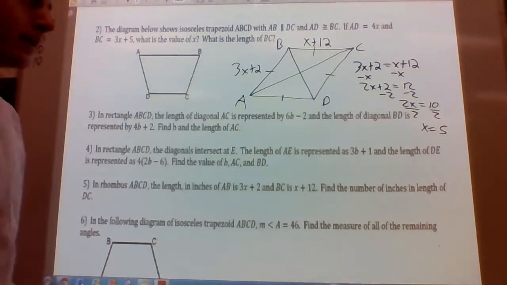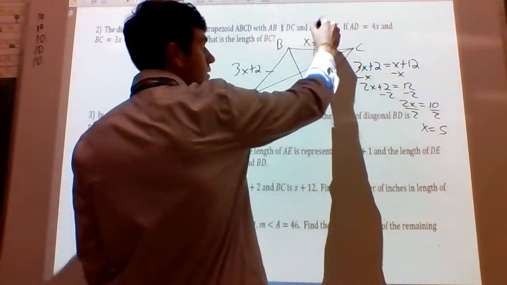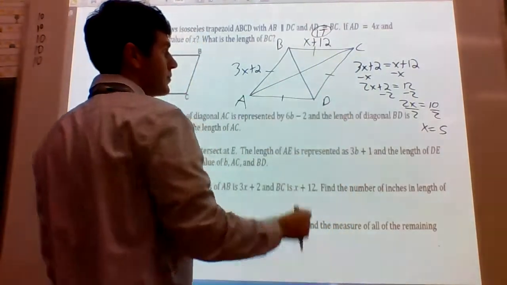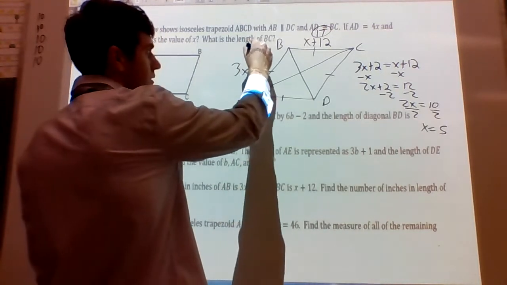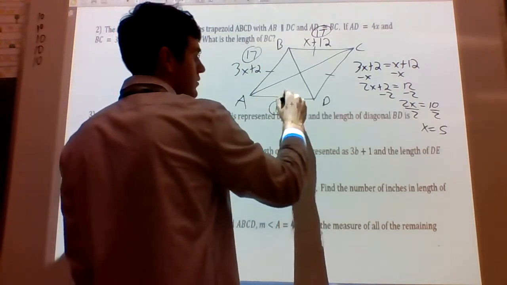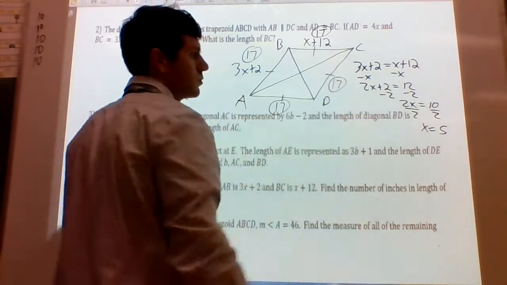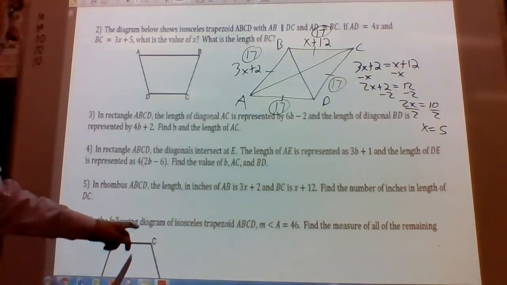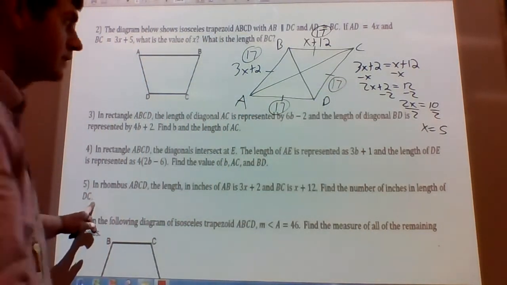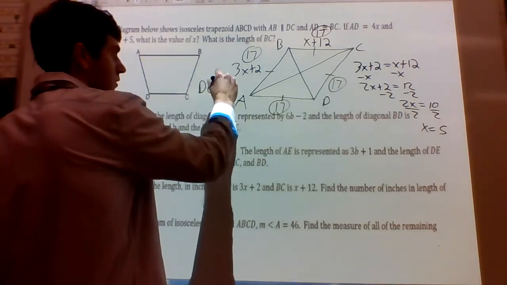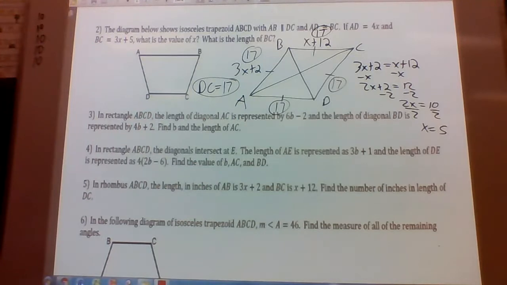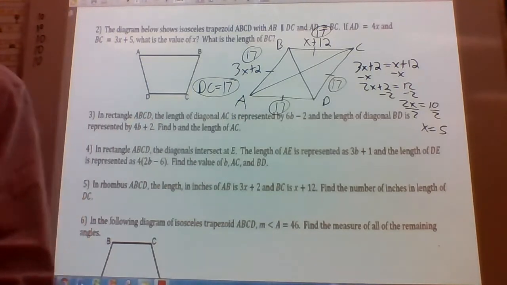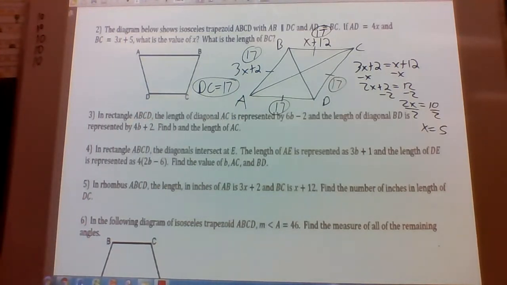Let's substitute that back in. 5 plus 12 is 17. This should also be 17. 3 times 5 is 15, plus 2 is 17, which means our other two sides are going to be 17 as well. So CD, DC, is going to equal 17 for number 5. 17 inches.